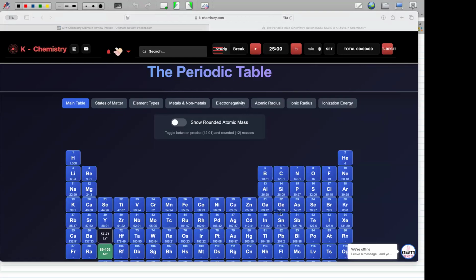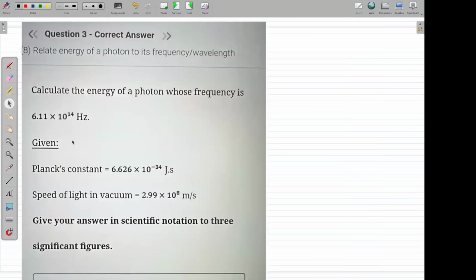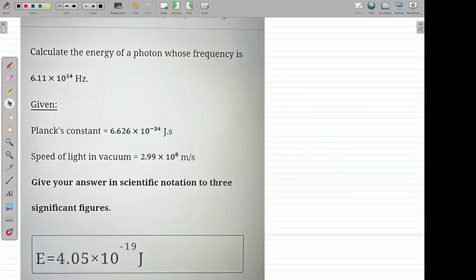Number 3, calculate the energy of a photon. This is an easy one also, but still we'll do it again. The equation is E equals h times frequency. So energy is equal to Planck's constant multiplied by frequency. You are looking for the energy, so you have the frequency. Oh, this is easy, direct. You have the frequency already, 6.11 times 10 to the power 14 hertz.